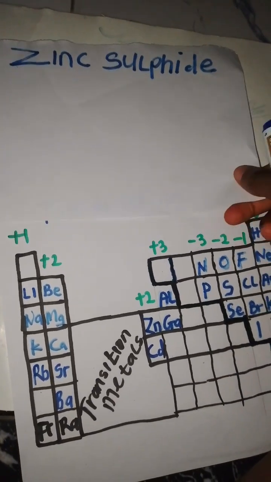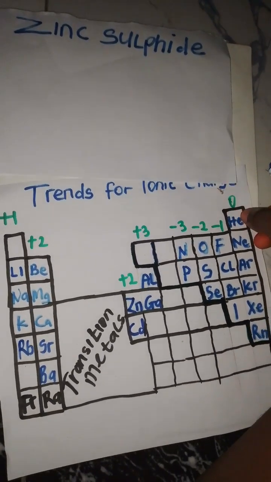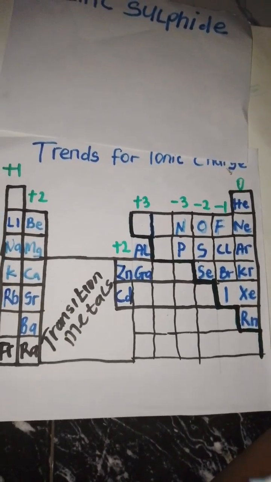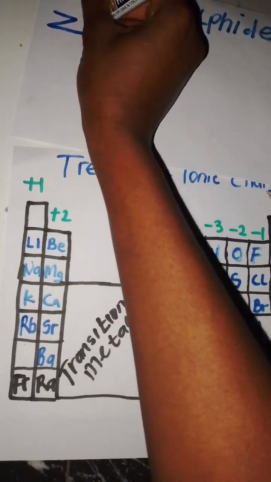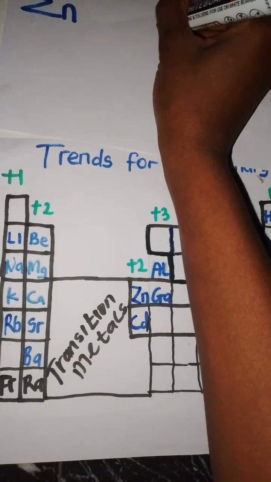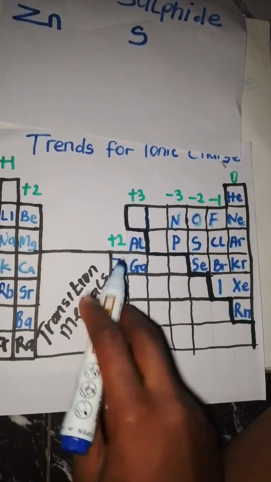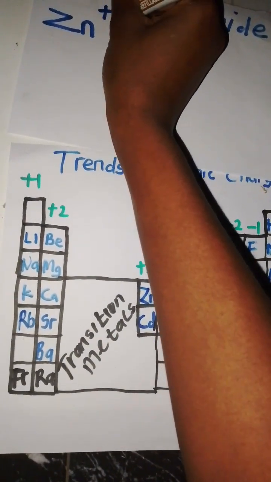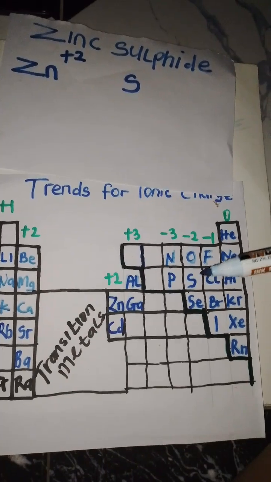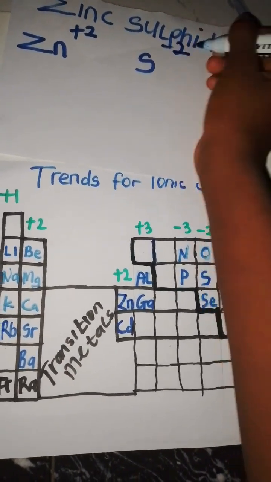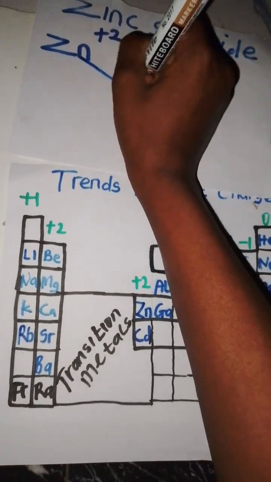Let's dive into this: zinc sulfide. Let's identify our zinc and write it: zinc sulfide. Zinc falls under the +2, which is the metal, so we write our ion +2. Then our sulfide falls under the -2. We write our -2. Then we crisscross.